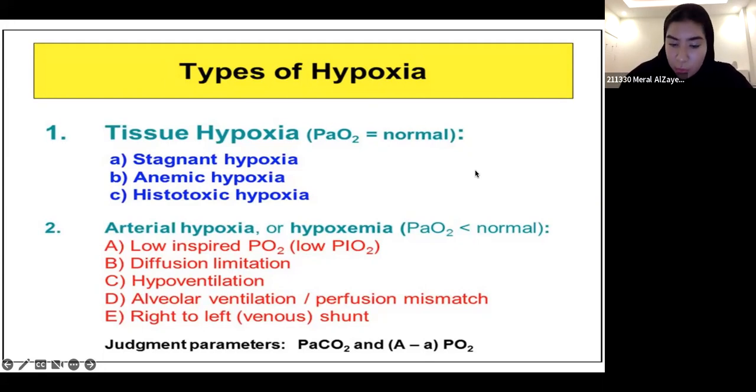Alveolar ventilation perfusion mismatch. Okay, we will discuss this later on in the session, but keep it in mind. The last reason is right to left shunt. This happens when there is mixing of unoxygenated venous blood with oxygenated arterial blood, which causes a decrease in PO2.